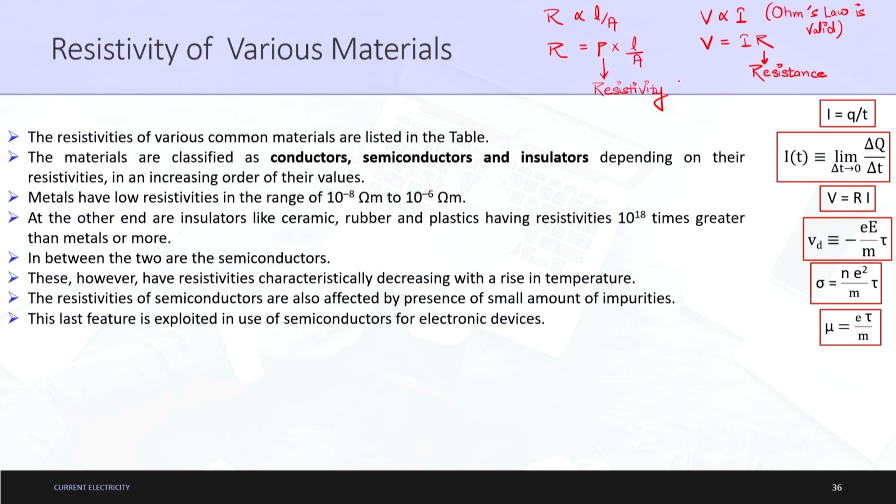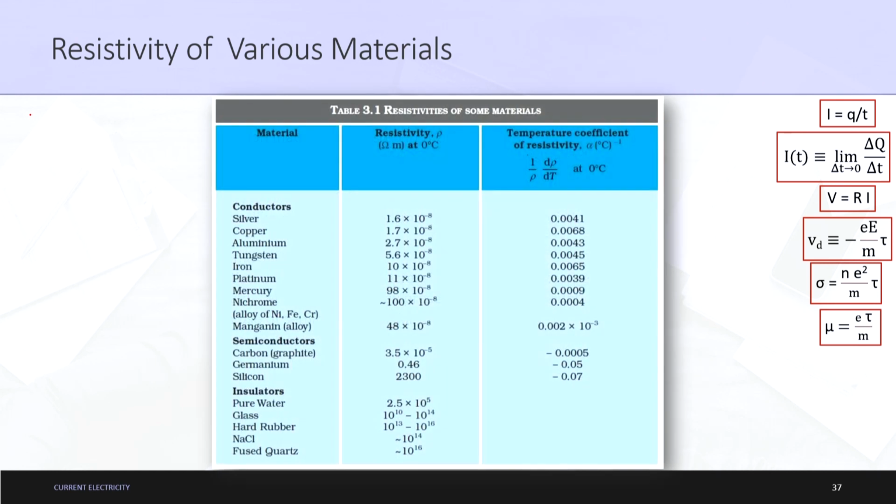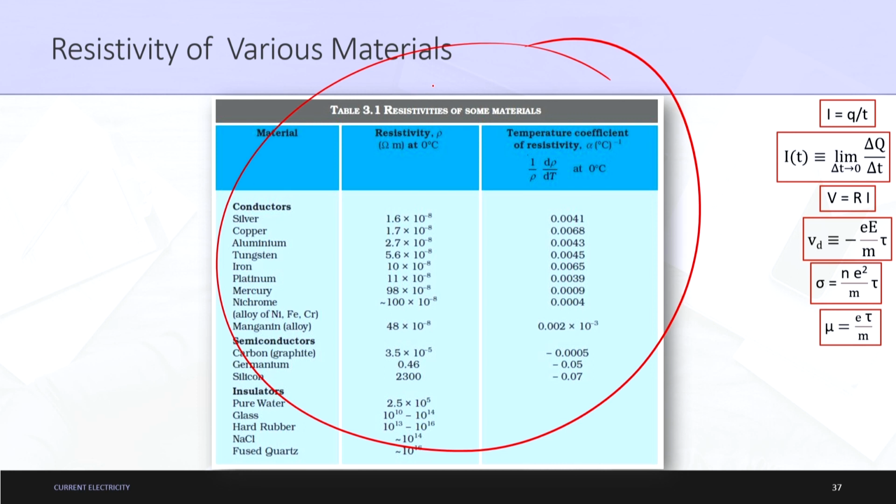So, now let us try to learn more about this concept called resistivity in this lecture. So, resistivity of various materials. The resistivities of various common materials are listed in the table. This is the table in which the resistivity of different materials is explained.